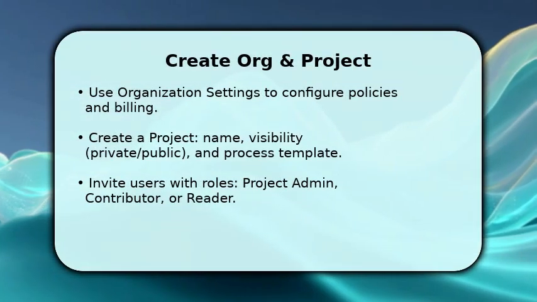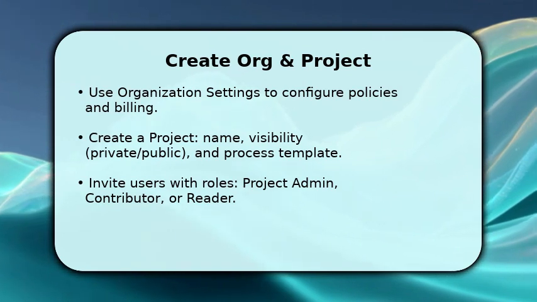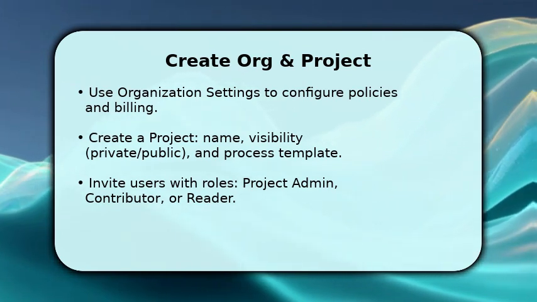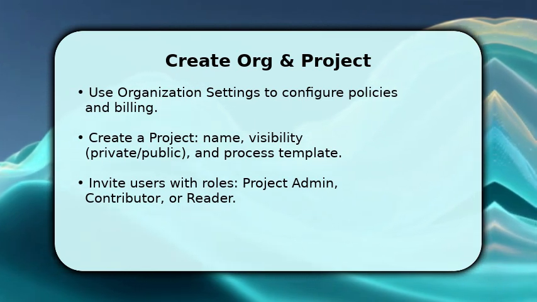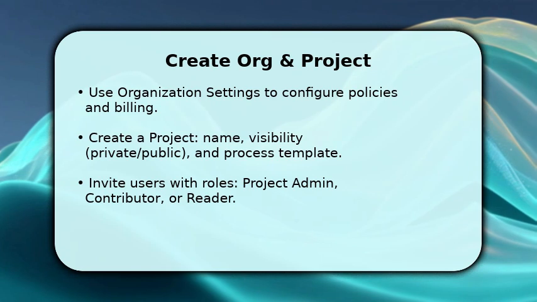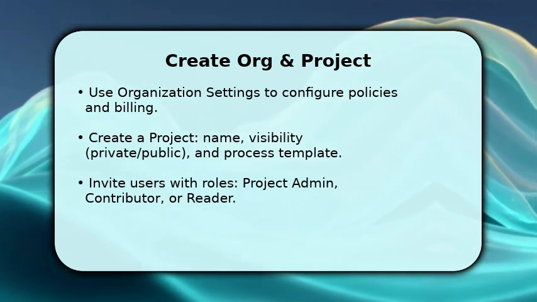Once your organization exists, you create a project to organize work. Click New Project, give it a clear name, choose Visibility, private for internal work, public for open source, and pick a process, Basic, Agile, Scrum, to match your workflow. Make sure to configure version control, Git, or TFVC now.